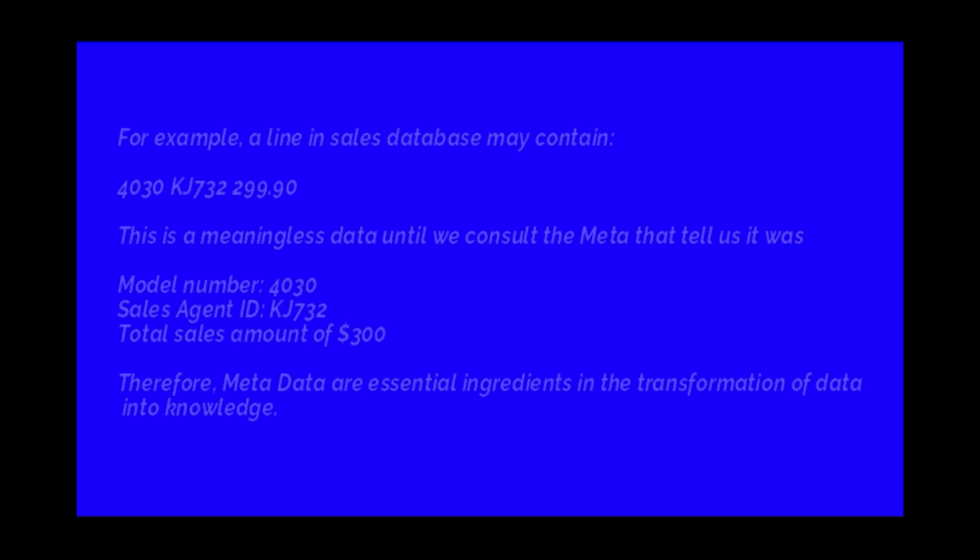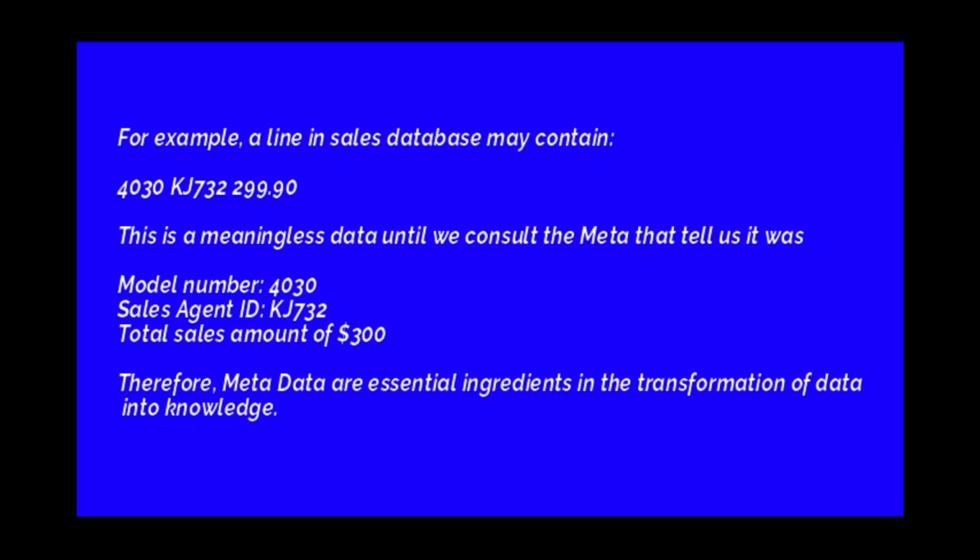For example, a line in a sales database may contain as below. This is meaningless data until we consult the metadata. Model number 4030, sales agent ID KJ732, and a total sales amount of $300. Metadata is an essential ingredient in the transformation of data into knowledge.